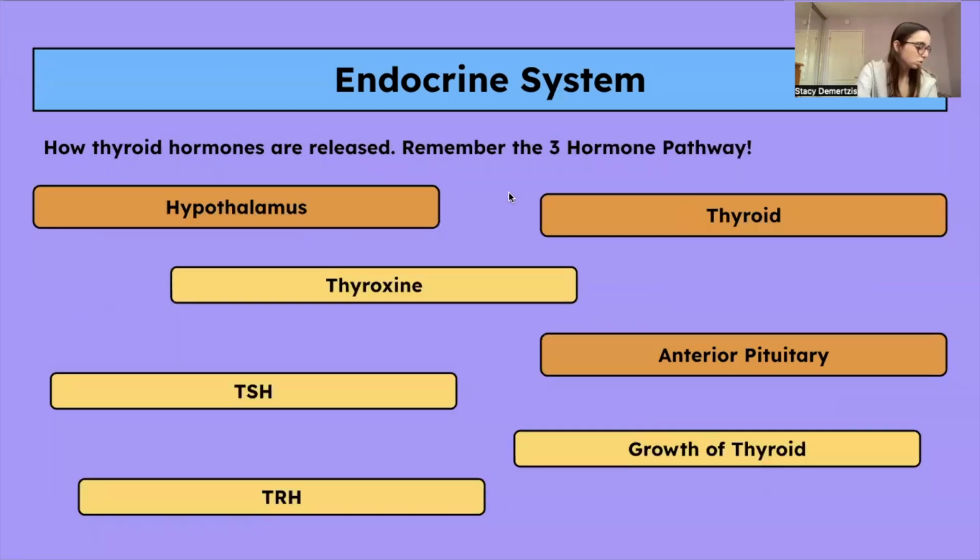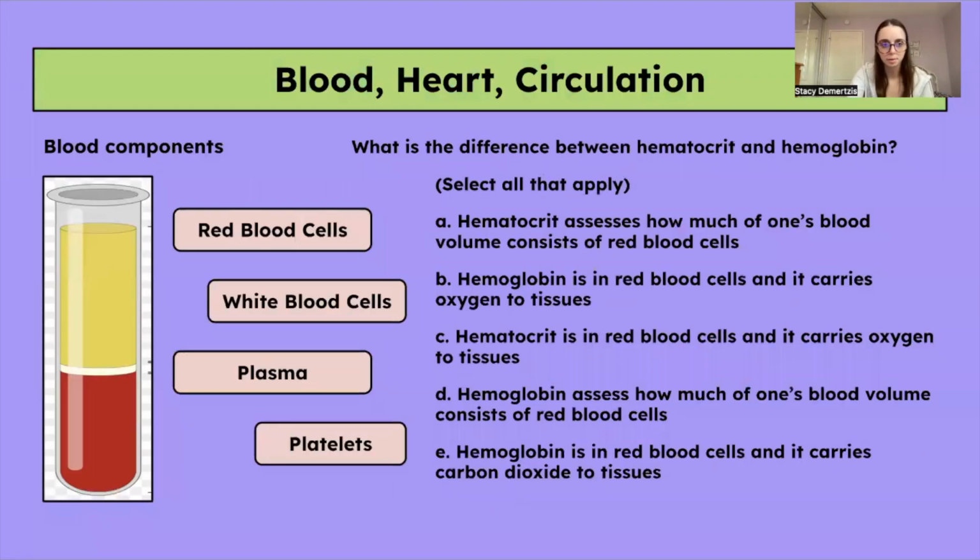You know what I'll do? Just to keep on time, we're going to skip this example. If we have time at the end, we'll come back to it. But same concept. You have 3 glands, 3 hormones, and what's unique about this one is that growth of thyroid is obviously not a hormone, but it's a response to this 3 hormone pathway. So it's like this end result that we get. We'll come back to this one if we have time, but it's the same concept that we did previously.